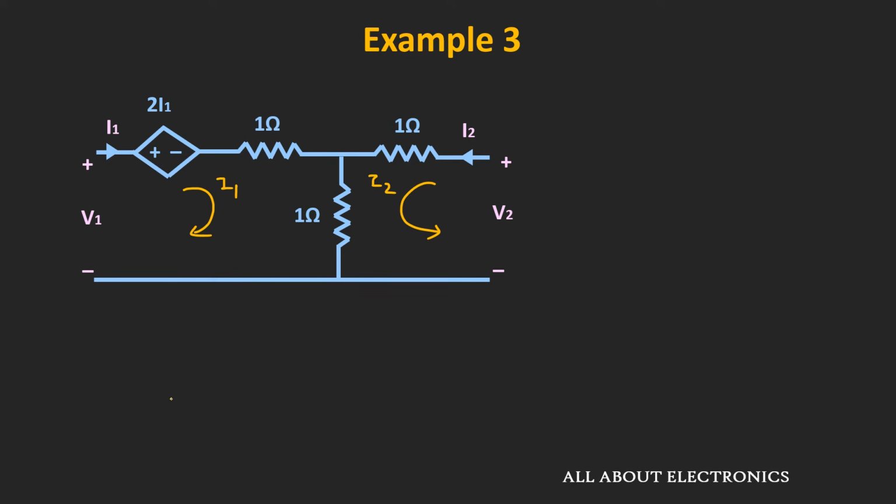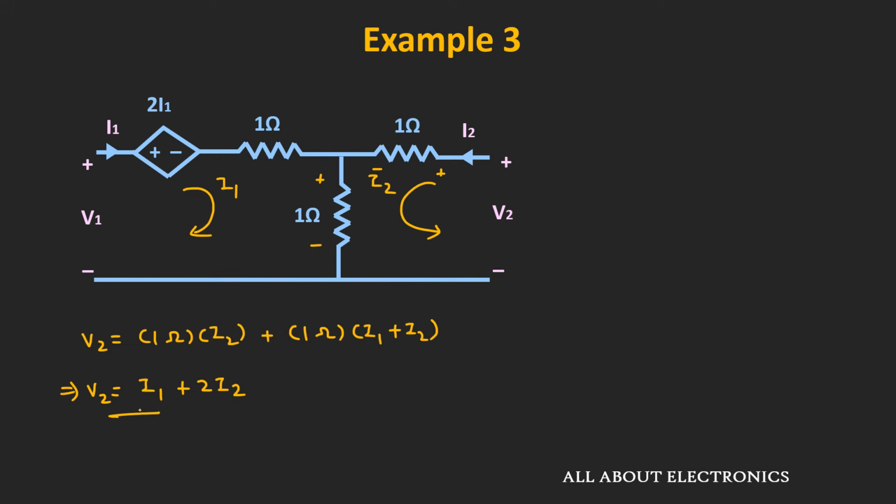So from the second loop, we can say that the voltage V2 is equal to 1 ohm times I2, that is the voltage drop across this 1 ohm resistor, plus 1 ohm times I1 plus I2. That means voltage V2 is equal to I1 plus 2I2.